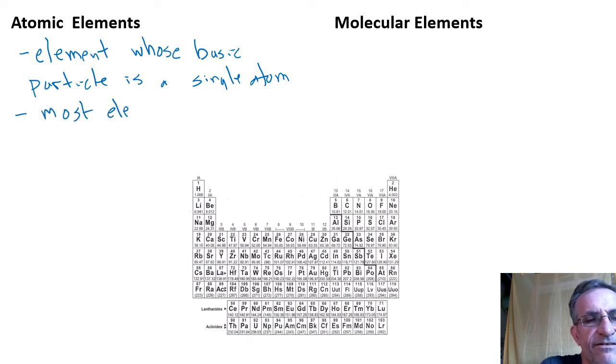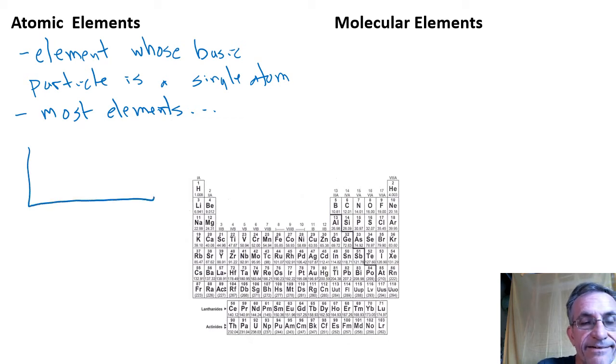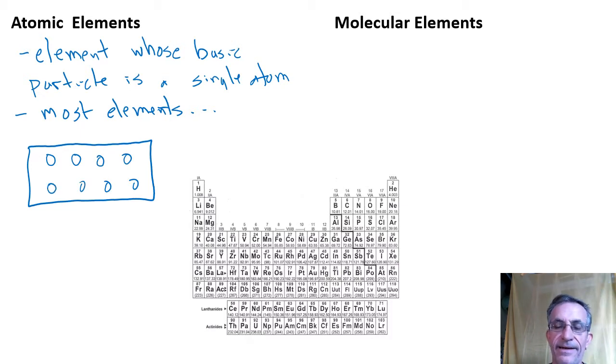Most elements, if we could look inside of them and see what they're really made up of, would look something like this. So if you had a piece of copper or a piece of magnesium, something like that, and you could see inside of it with some super high-tech magnifying glass, what you would see is a bunch of single atoms near each other. That's called being an atomic element. So most elements are made up of single atoms sitting near each other. Now, that's not true for all elements.